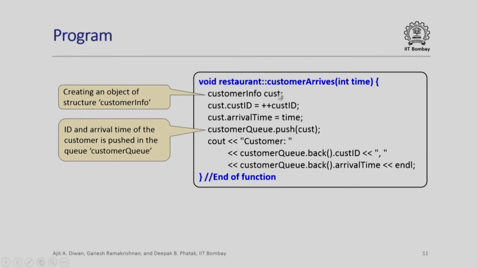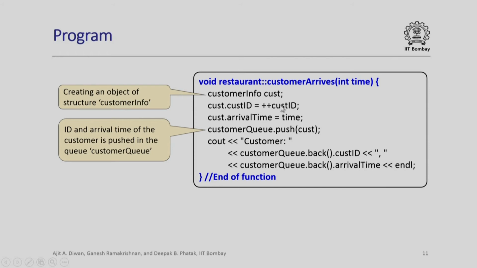We now write the function for customer arrival. There the parameter is time. We have the customer info which we call simply cust. We put in the cust ID an incremented value of a static value that we have already assigned, that was 1000 if you will remember.